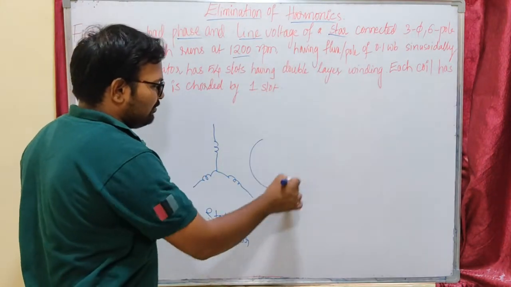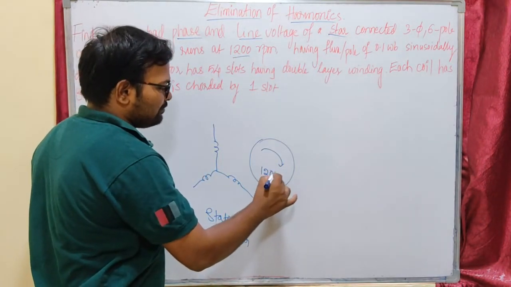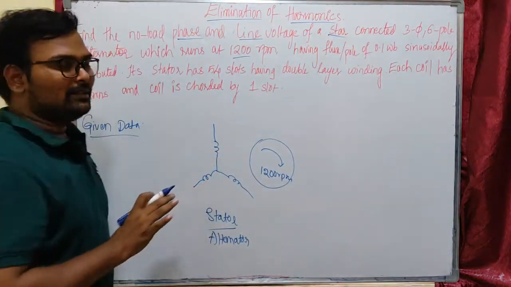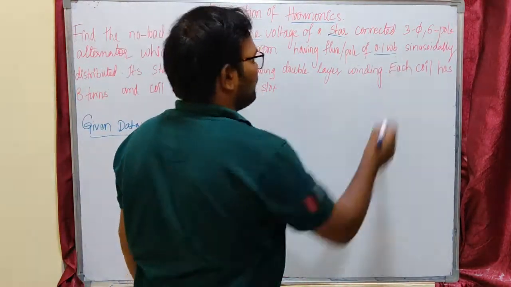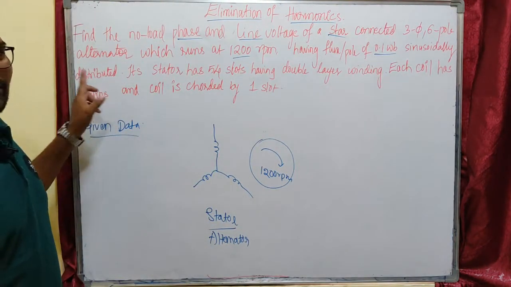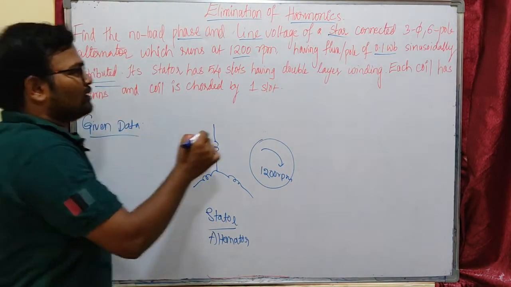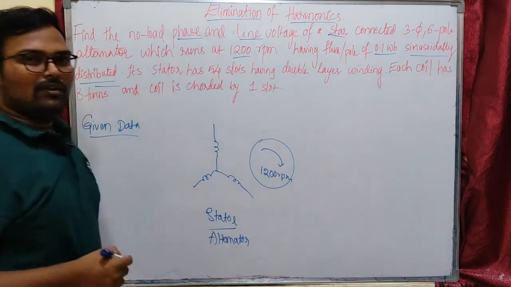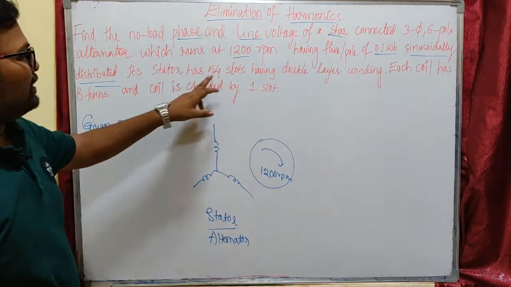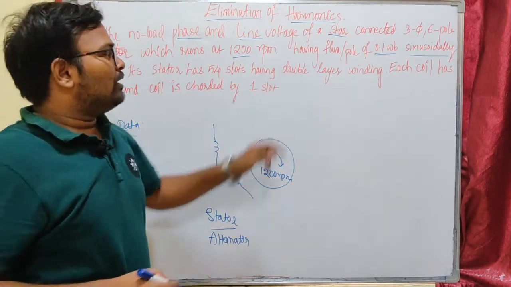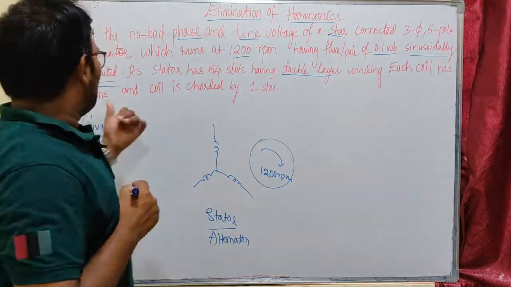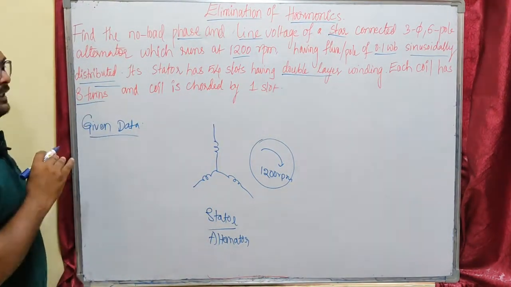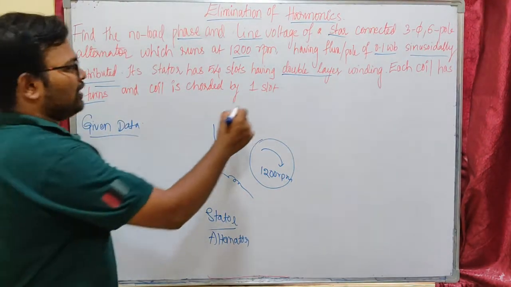The rotor rotates at 1200 rpm, and the stator will be stationary. It has a flux per pole of 0.1 Weber, sinusoidally distributed. This is one more important thing to be understood: the sinusoidal distribution of flux. Now its stator has 54 slots having double layer winding. Each coil has 8 turns and the coil is chorded by one slot.